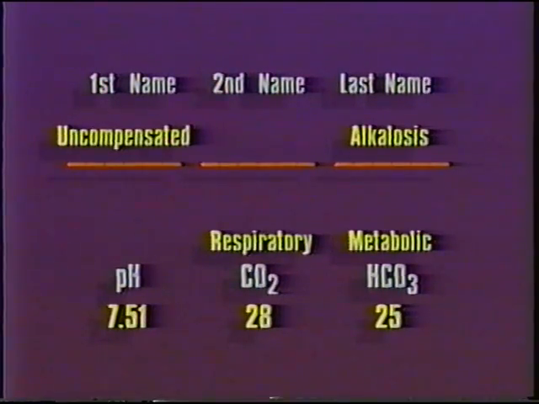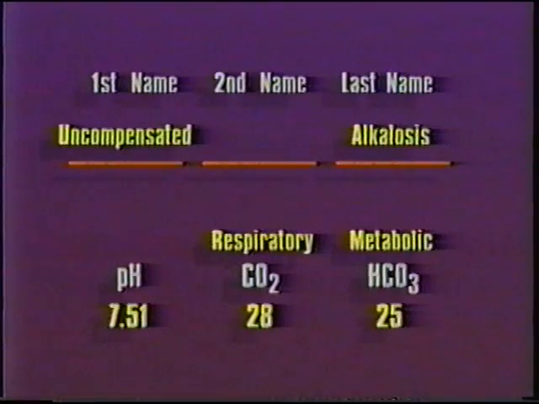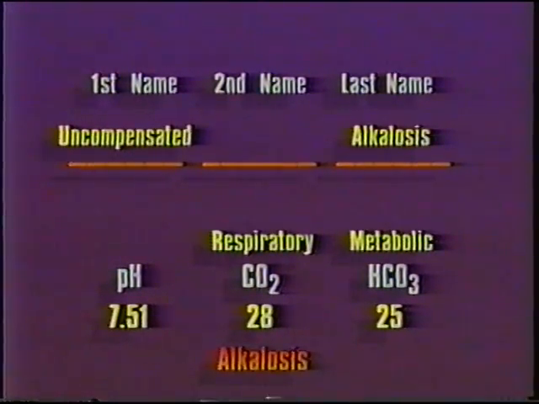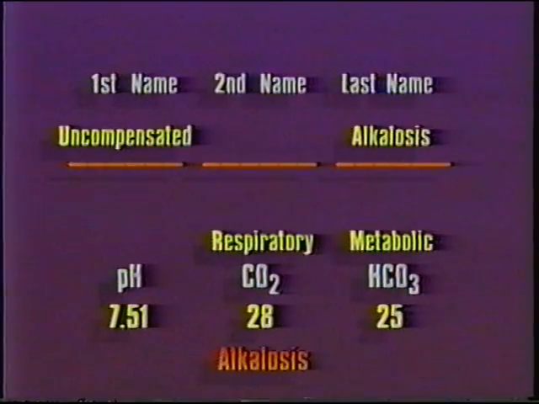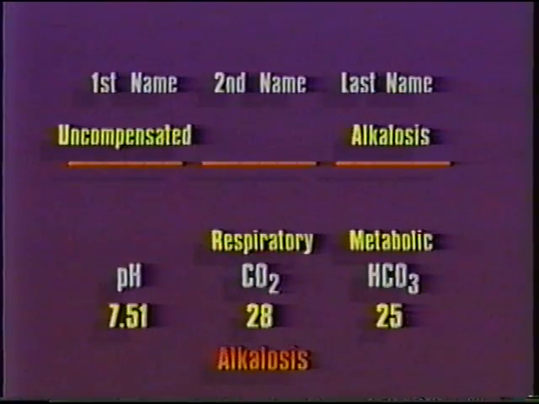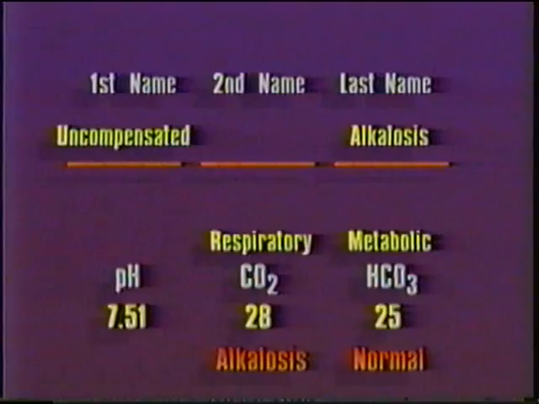The CO2 value is 28. Look at the normal values that you wrote down. Is CO2 acidotic, alkalotic, or normal? Right, it's alkalotic, so write alkalosis under the CO2 value of 28. Next, look at the HCO3, which is 25. Is this acidotic, alkalotic, or normal? It's normal, so write normal under the HCO3 value of 25.